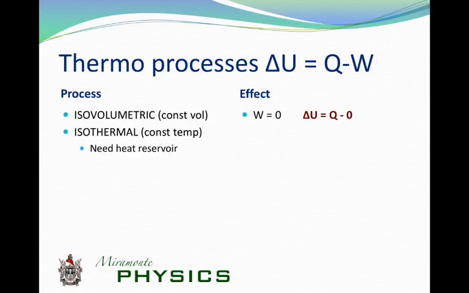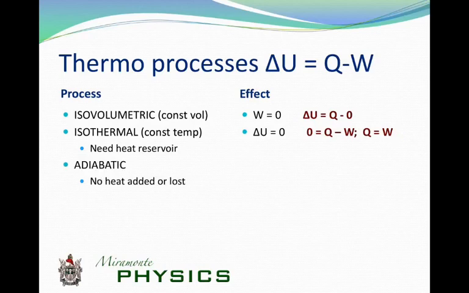If you have an isothermal process, that means constant temperature, then delta U is going to equal 0. So 0 equals Q minus W, or Q equals W. So the amount of heat added is going to translate directly into the amount of work that you can get out. An adiabatic process, we say no heat is added or lost, so think about what happens to the equation here. If there's no heat, then we're just going to get Q equal to 0, so delta U is equal to 0 minus W, which is just negative W.